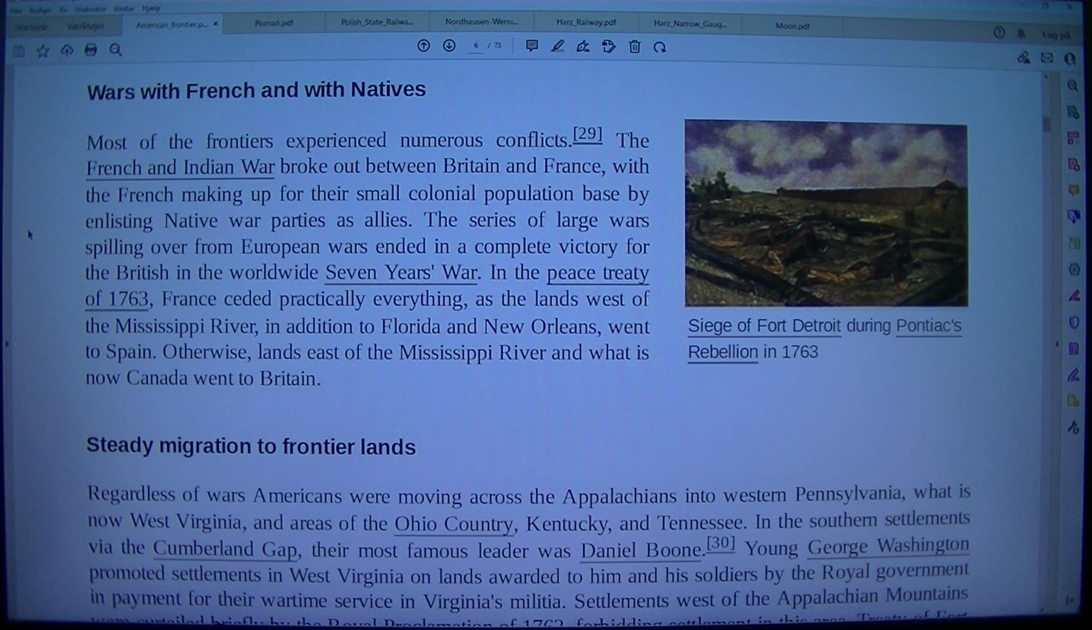The series of large wars spilling over from European wars ended in a complete victory for the British in the worldwide Seven Years' War. In the Peace Treaty of 1763, France ceded practically everything, as the lands west of the Mississippi River, in addition to Florida and New Orleans, went to Spain. Otherwise, lands east of the Mississippi River and what is now Canada went to Britain.